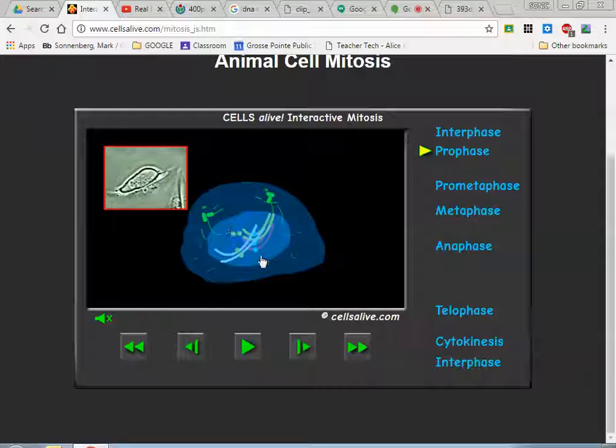You can see them there. Centrioles are migrating to either sides of the cell. Spindle fibers are stretching out. And then what you get is this in-between stage. Sometimes you'll see it called prometaphase.